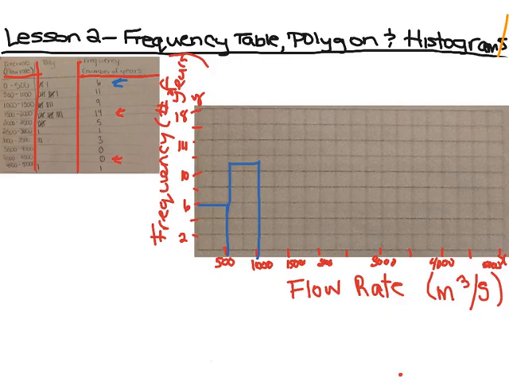From 1,000 to 1,500, it's 9. So draw a straight line at 9 and down. 1,500 to 2,000 is 14. Straight line, down, down. 2,000 to 2,500 is 5. So straight line and down.